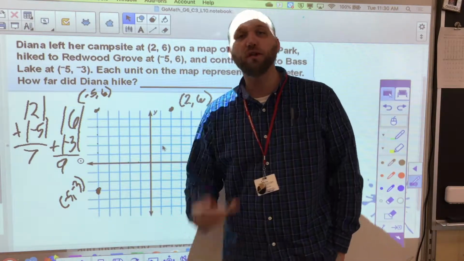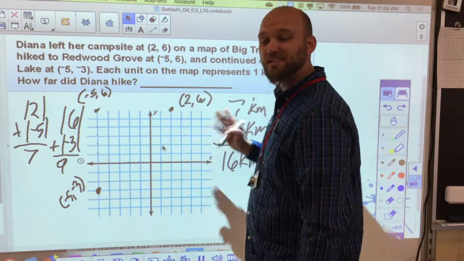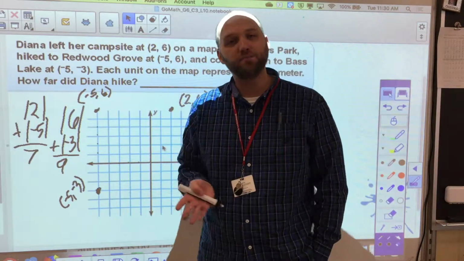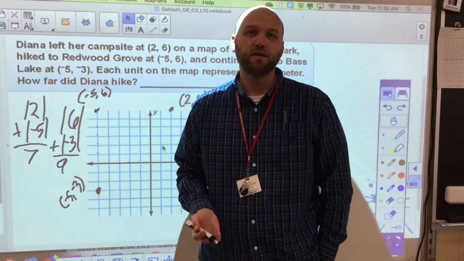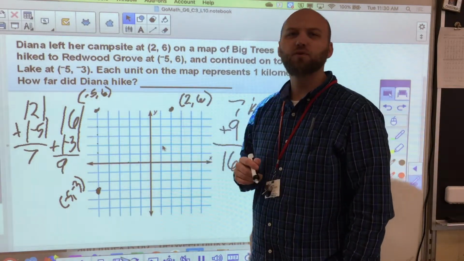So if you need a coordinate grid, draw a coordinate grid. If you don't want to draw a coordinate grid, but it makes sense to you to figure this out using adding and subtracting of absolute value, then please do that. But the important thing is, can you solve a multi-step problem using coordinate grids?